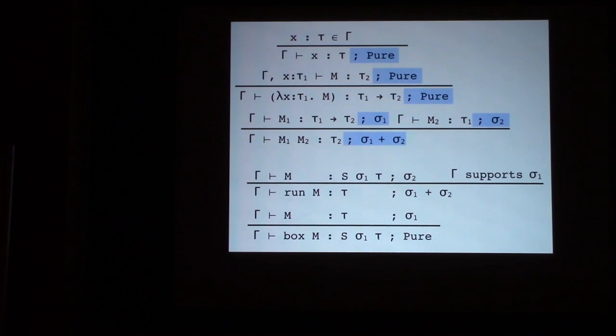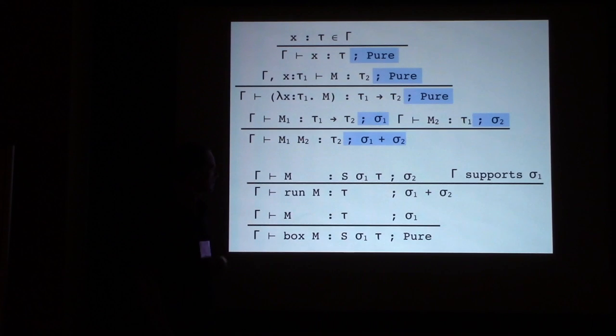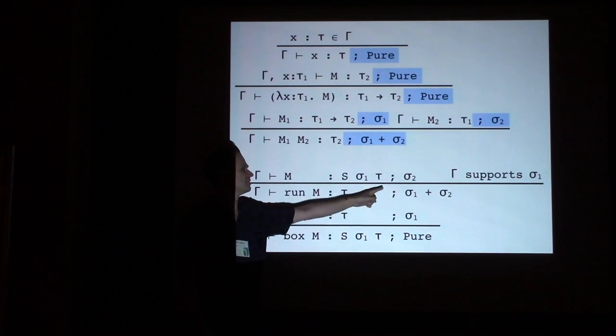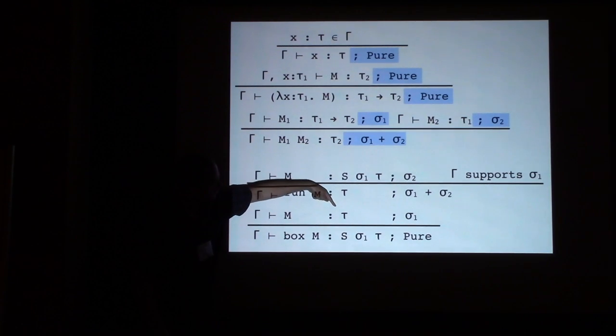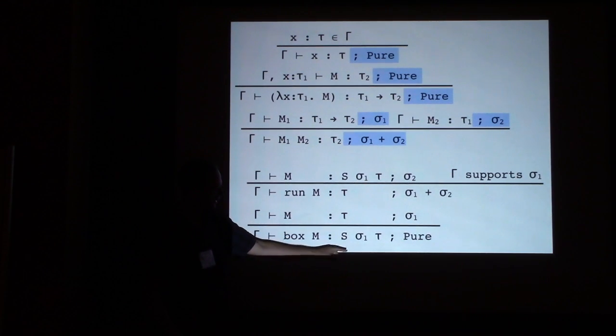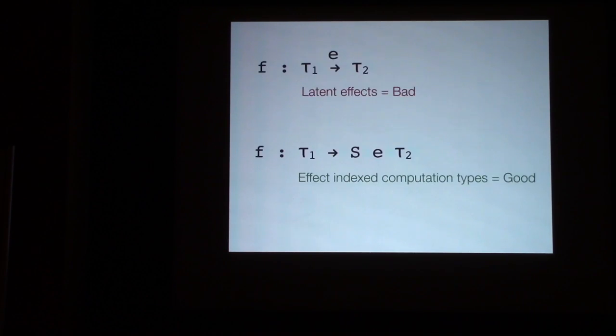And these are the rules for run and box. So when I'm running a term m, if the type of the term is a suspension with some effect which returns a value t, when I run it, the overall type of that is t, and the overall effect is the effect of computing the suspension and the effect of running it joined together. And then likewise, if I have a term m which returns a value of type t and performs some effect when I evaluate it, when I box it up, I get a suspended computation. The computation is indexed with the effect, and then the overall thing is pure. So it's a clean extension to pure lambda calculus.